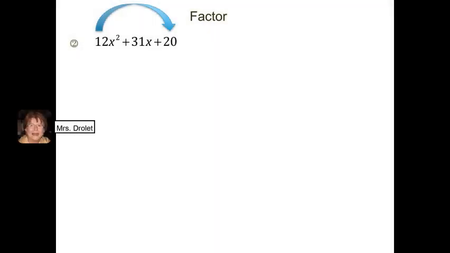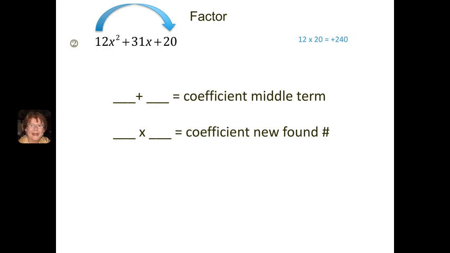You're going to multiply the first coefficient by the last coefficient. 12 times 20 is equal to 240. You're going to look for two numbers. Two numbers that, when added together, give you the coefficient of the middle term, and when multiplied give you that newfound number.